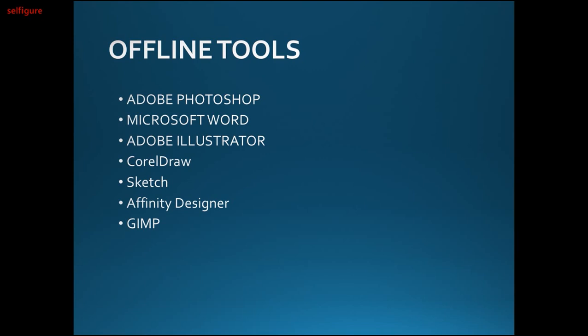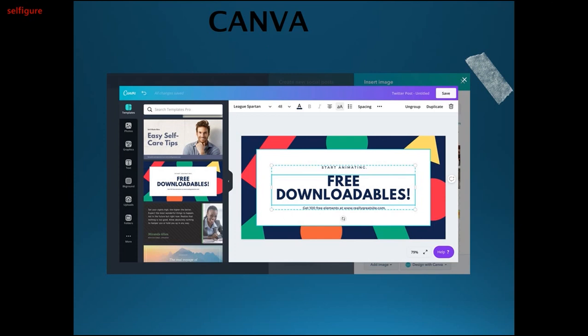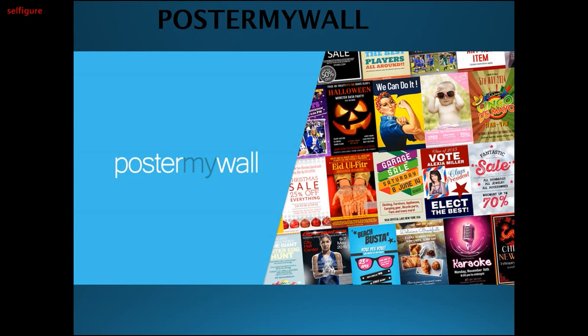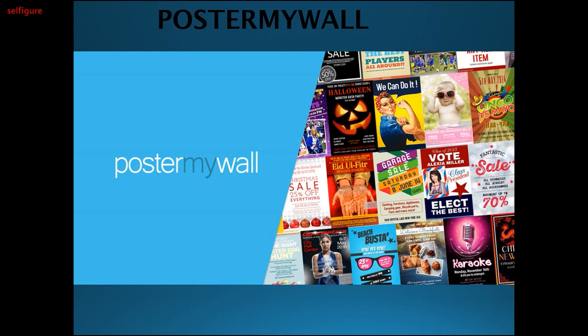And for the offline tools, we have Adobe Photoshop, Microsoft Word, Adobe Illustrator, CorelDRAW, Sketch, InDesign. Also in this one, I'll show some basics on how to design in Adobe Photoshop. This is Canva, Spark, Microsoft Word, poster maker.